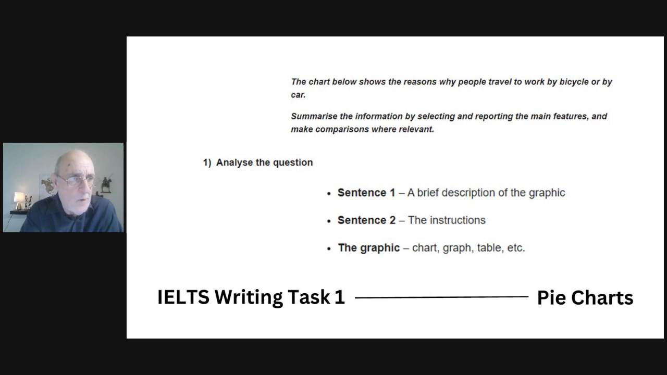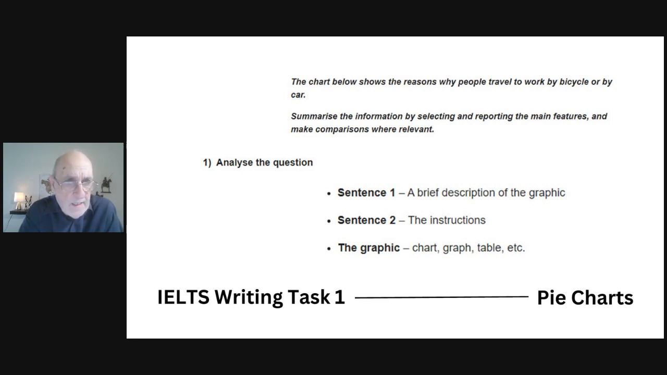And the question also always includes 3 things. First of all, in the first sentence, you have a description of the graphic. And this is simply what the pie chart is about. And this will come in very handy when it comes to writing your introduction, as you'll see as we go through this lesson in just a moment.